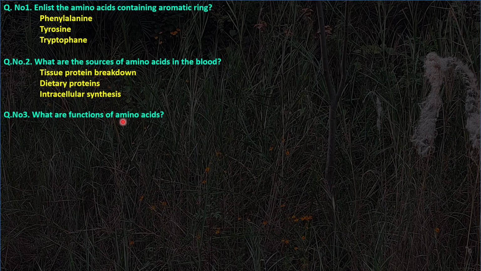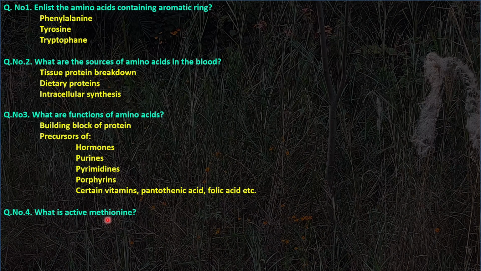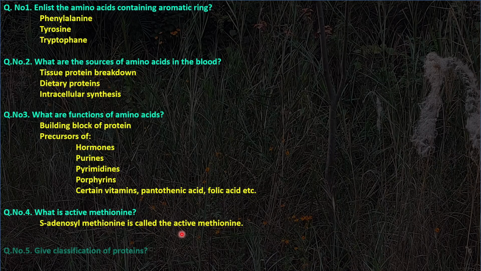What are the functions of the amino acids? There are important functions. Number one is as the building block of proteins. Different types of proteins are formed with the help of this free amino acid pool. They can be precursors of hormones. They can be precursors of purines, pyrimidines, porphyrins, and certain vitamins like pantothenic acid or folic acid. What is active methionine? It's a very important question. Active methionine is S-adenosyl methionine.